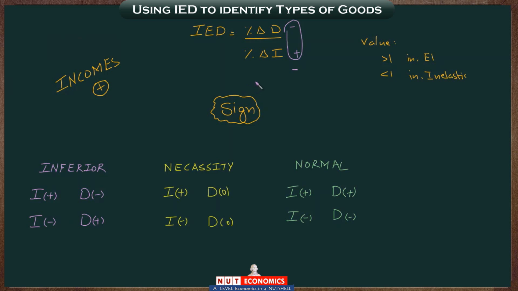Now, the other possibility is that maybe the incomes are falling. In that case, you will have a negative, a decrease in income, but it's an inferior good, and therefore as a result consumers will buy more, the demand will increase. So you will end up dividing plus by a negative. Again, you will end up with a negative answer. So from this, always remember that when the sign of IED is negative, that reflects that we are talking about an inferior good.